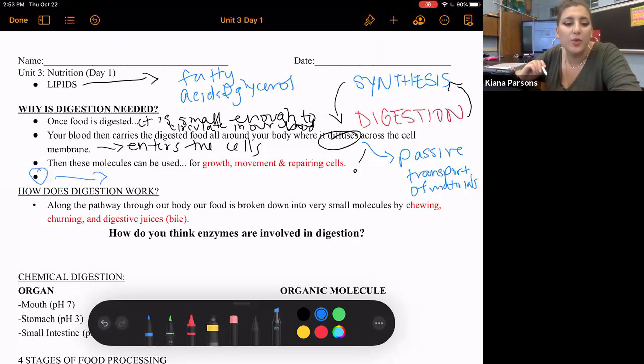How does digestion work? Along the pathway through our body, our food is broken down into very small molecules by chewing, churning, and digestive juices. So that's mechanical and chemical digestion.